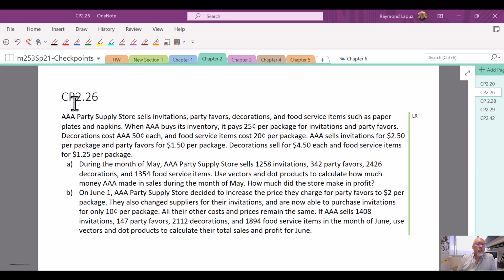Hello, this is checkpoint 2.26. It says a AAA party supply store sells invitations, party favors, decorations, and food service items such as paper plates, napkins, etc.